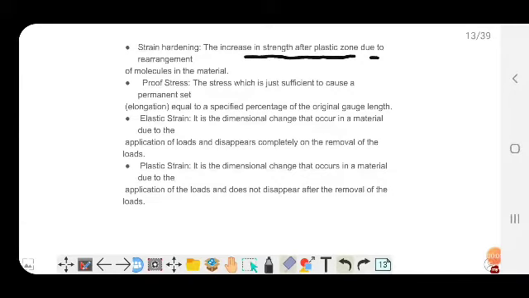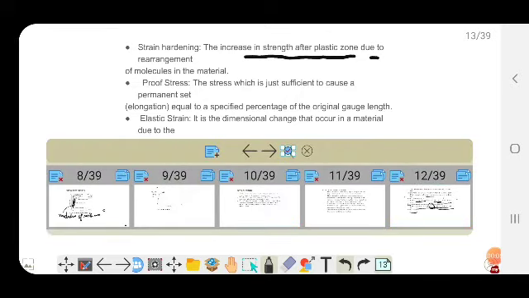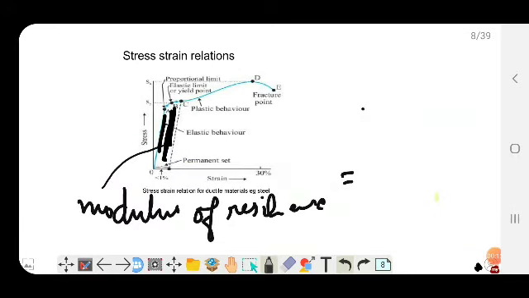Now proof stress, which is the stress corresponding to that. If you look at the graph, this is the permanent set. We have the corresponding stress, which is nothing but proof stress.